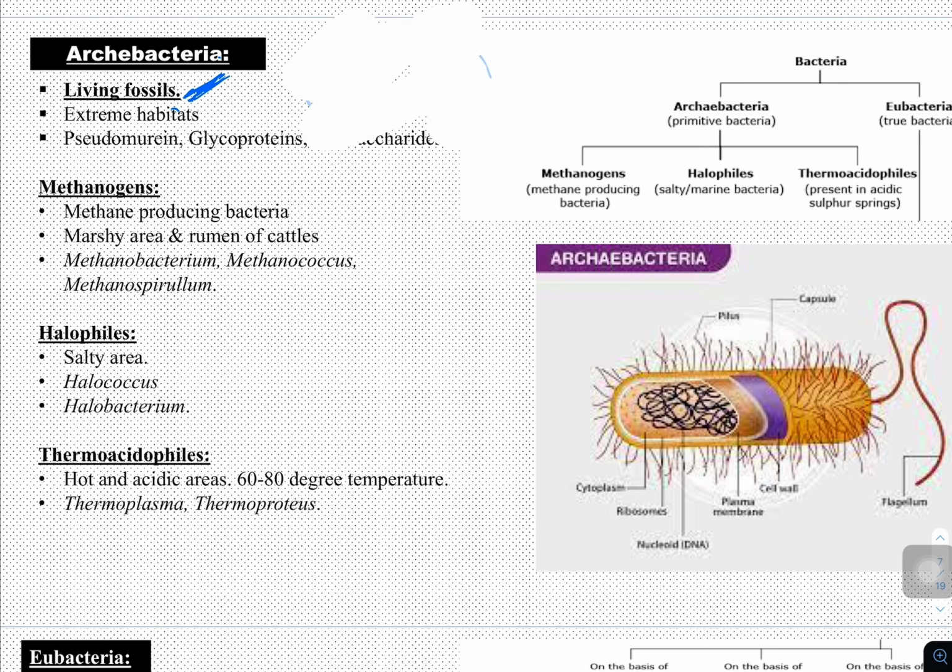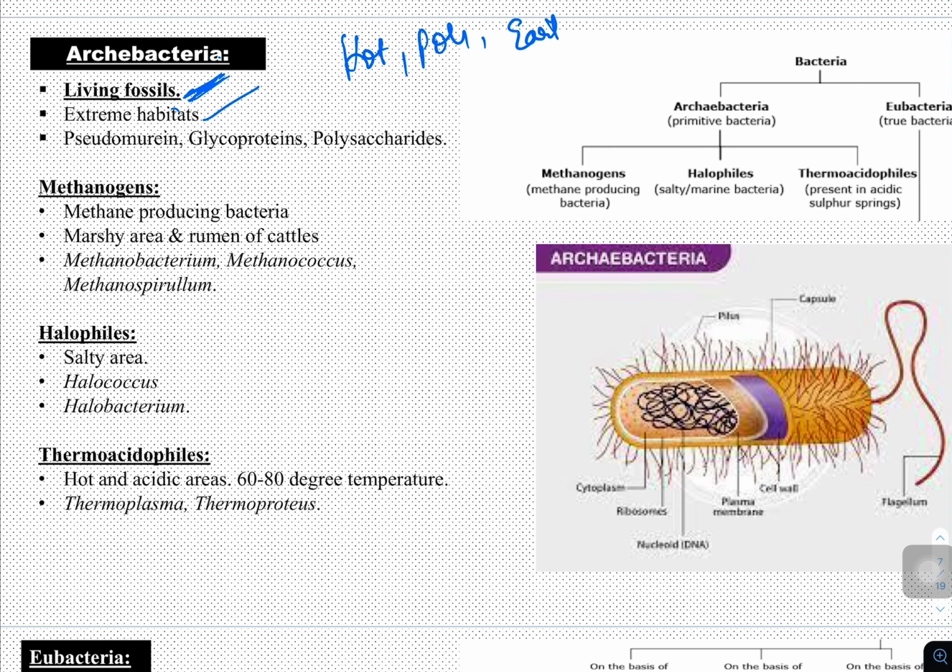Hence they are called living fossils. They live in extreme habitats, which is a very important point. They live in hot springs, in polar regions, and deep inside the earth. In extreme habitats they can survive. Their cell wall does not have murein; instead of well-developed murein, pseudomurein is present, along with many polysaccharides.